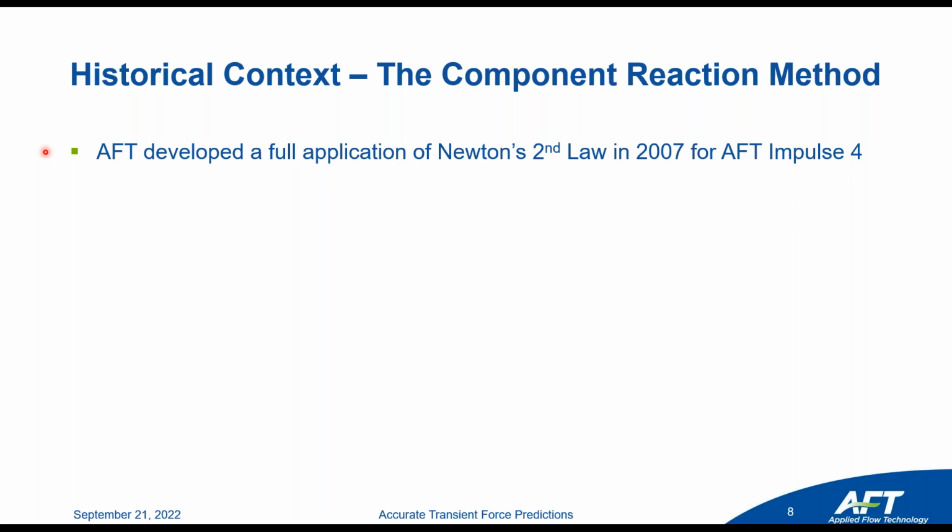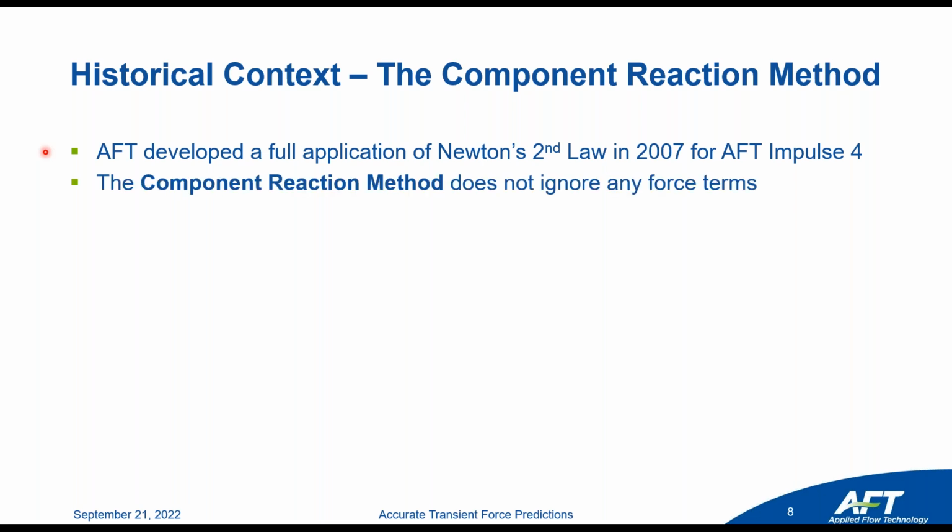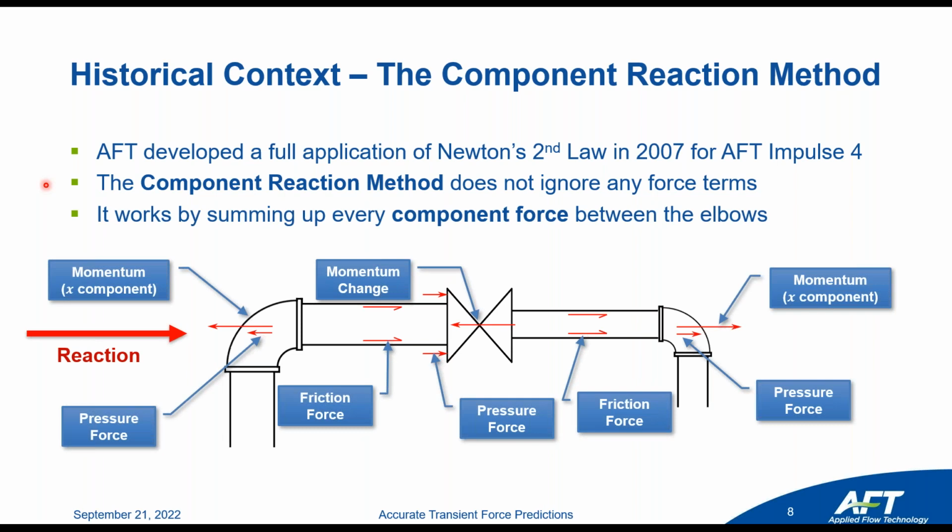Now we've come up with an alternate method I'll talk about in the next slide, but now that we have two methods that faithfully represent Newton, we give them two different names. So we are now calling this method that we've essentially had since 2007 the component reaction method. It does not ignore any force terms. It includes everything from a transient water hammer surge fluid transient point of view. And it works by summing up every component force between the elbows, okay?